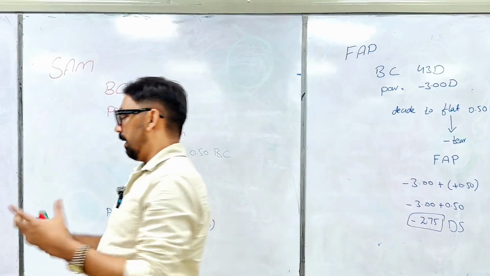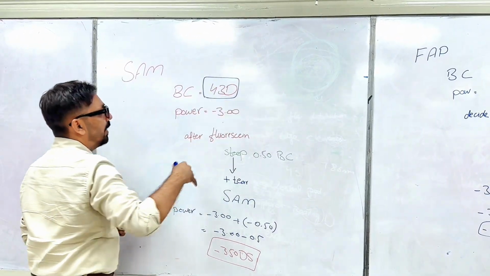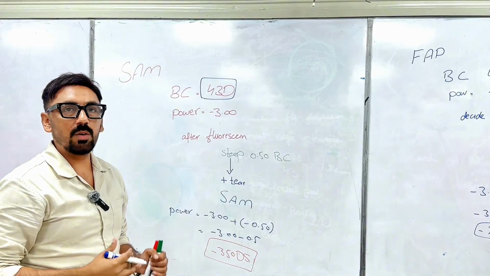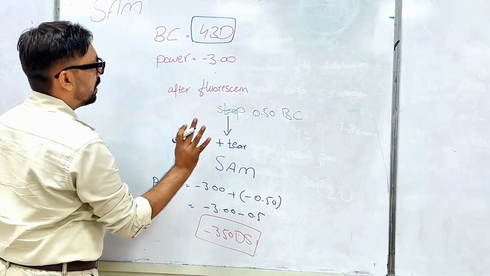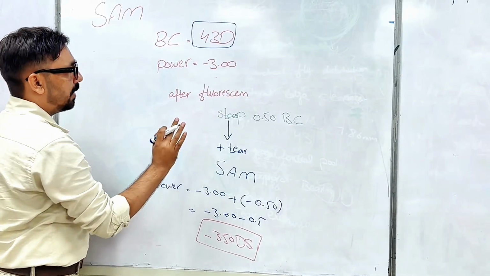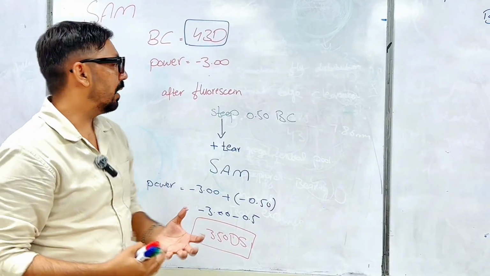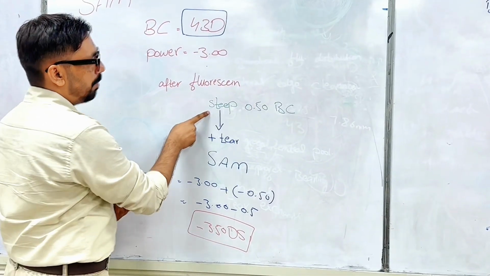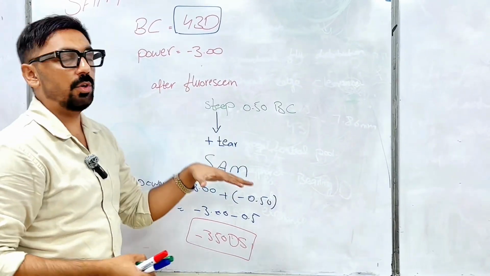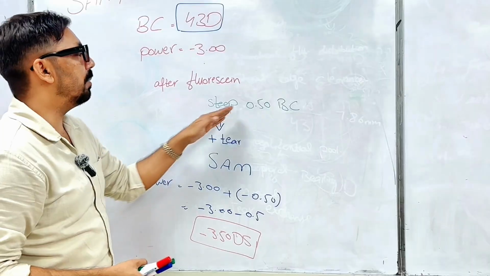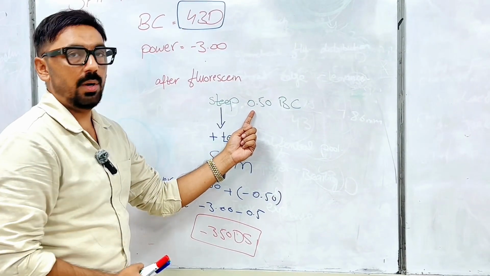For example, assume that we are having a base curve in diopters, not in millimeters. I will give you an example in millimeters as well, right? So for example, the base curve of the contact lens is 43 diopters and the power is minus 3 diopters, and after observing the fluorescein pattern, I decide to steepen the base curve by 0.5, right? The value of the steepening will be 0.5.